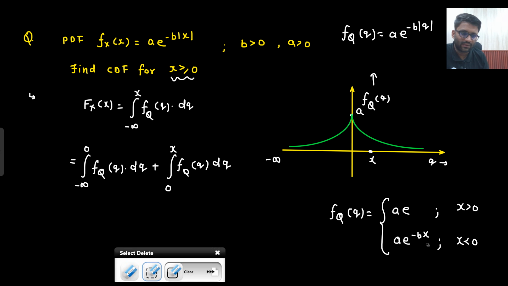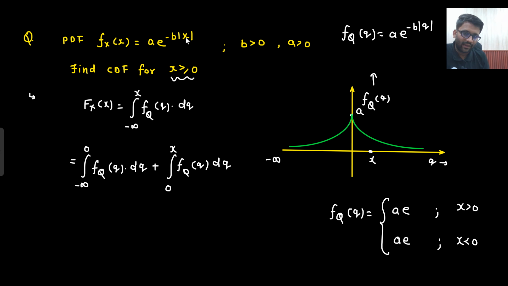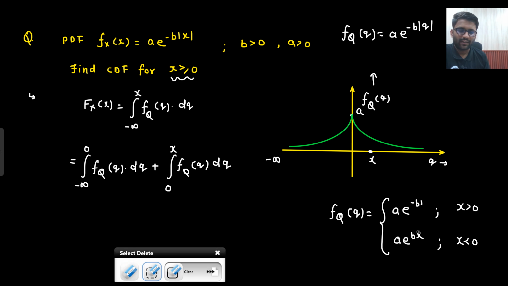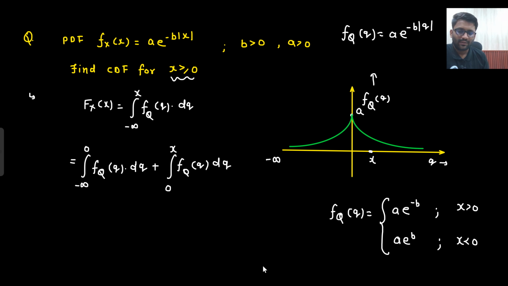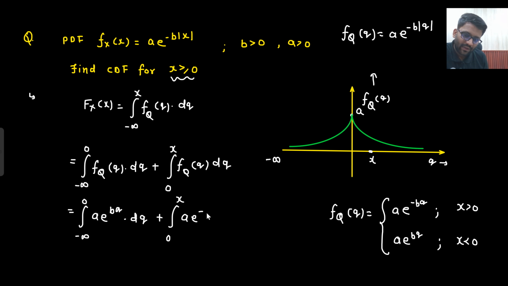Okay, it will be opened as minus x, so x will be replaced with minus x. For x less than 0, mod of x is minus x, right? So this will become a e to the power bx, and this will become a e to the power minus bx. Is that clear to you? And since here in place of x we are putting q, is that clear to you? Surely it is clear to you. So minus infinity to 0 a e to the power bq dq plus 0 to x a e to the power minus bq dq.